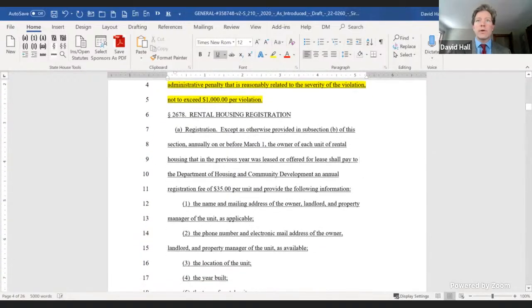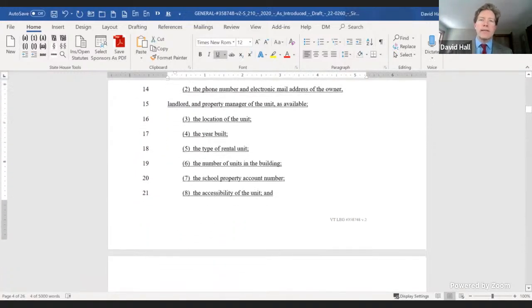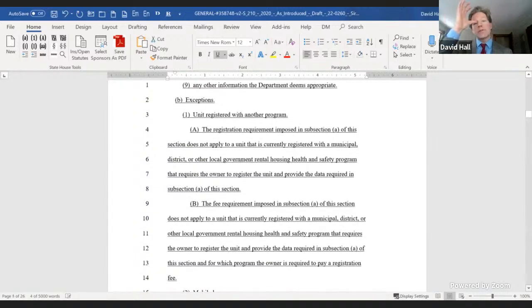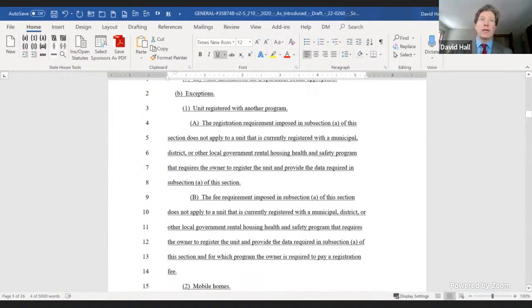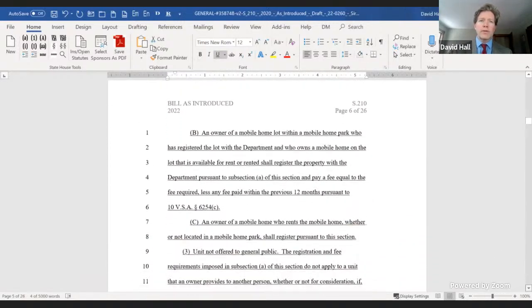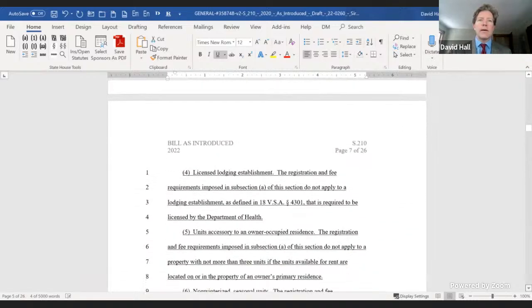So the registration requirement, the same. It applies for March 1st of the year following when you had the unit in service. Again, it's a $35 per unit fee. That's the same as in S79. All of the data that goes along with the registration is all the same. Some of the differences between S79 and this appear here in the exceptions to registration. So I'll point those out to you. 1, 2, and 3 are all the same.